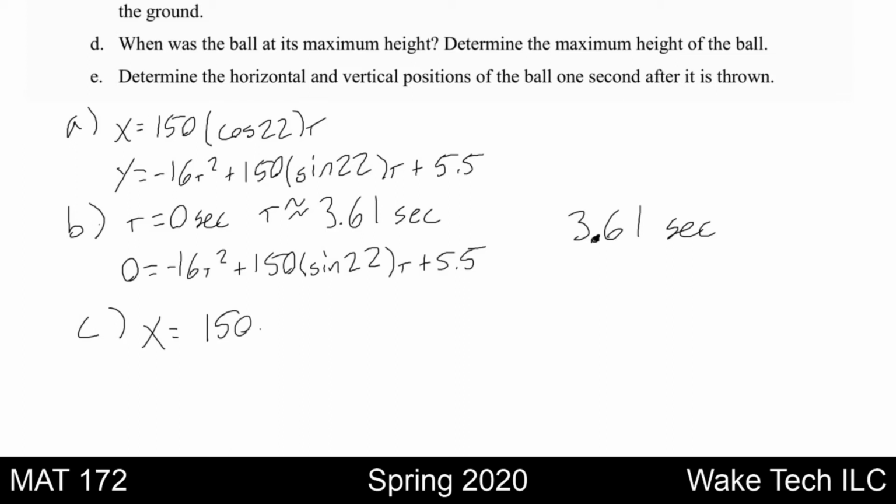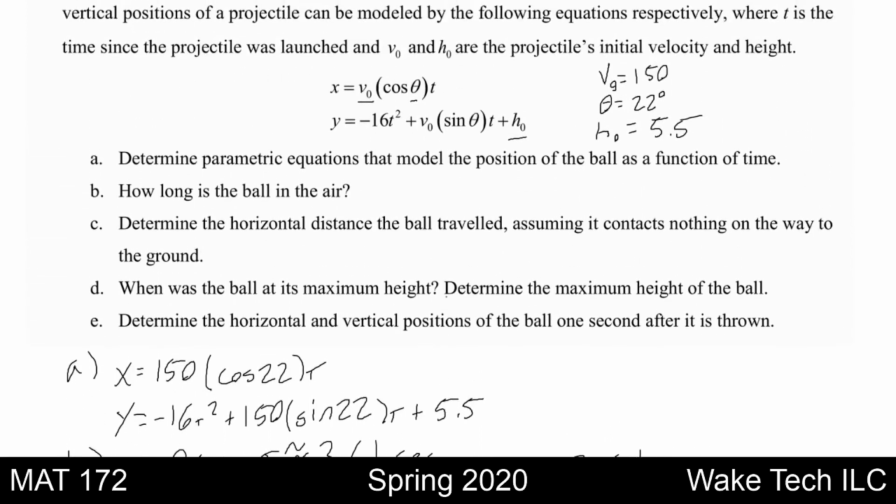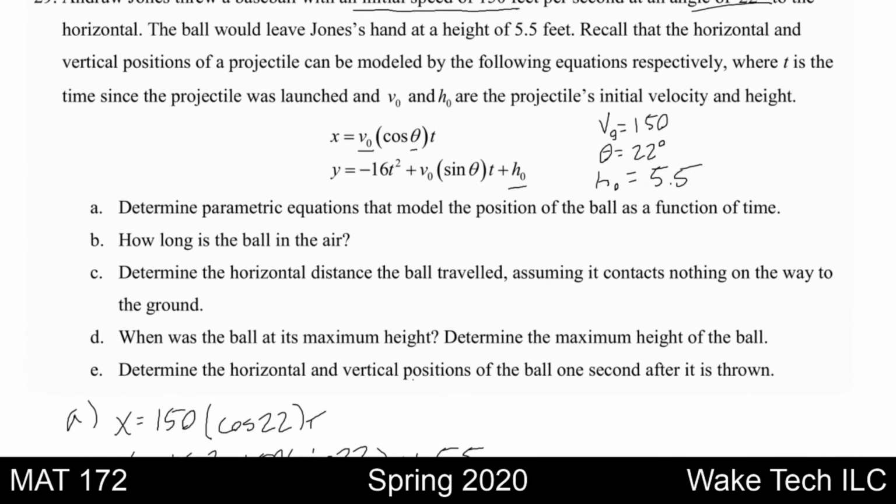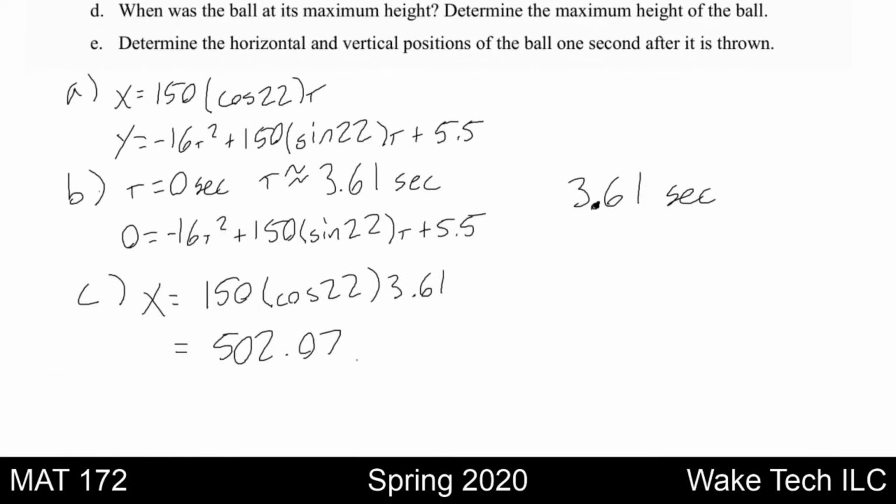We have 150 cosine of 22 times 3.61. And then we'll get our answer. And I get 502.07. Since our original measurements were in feet, this measurement would also be in feet.